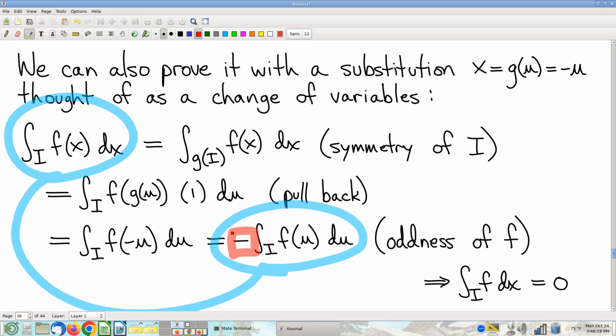What could possibly equal its own negative? Only 0. Right? So this integral, therefore, has to be 0. So, very quick, really, and all details right there. So also a nice point of view on this single variable result.